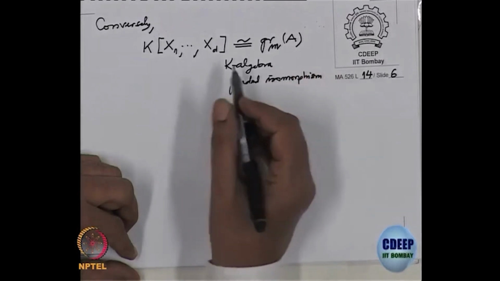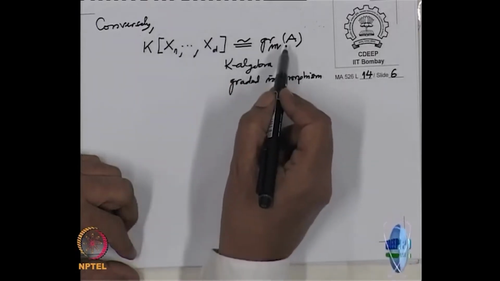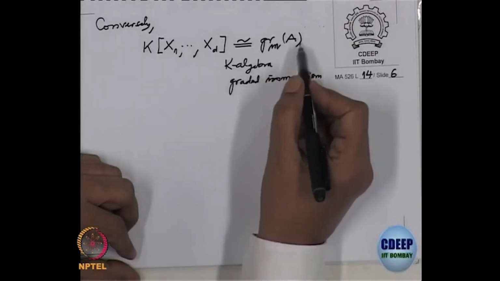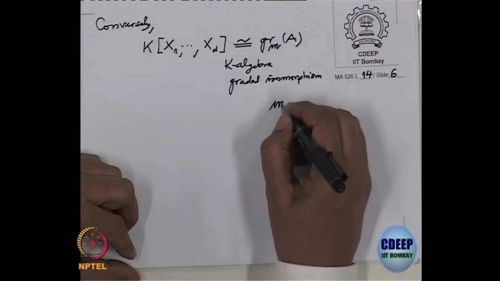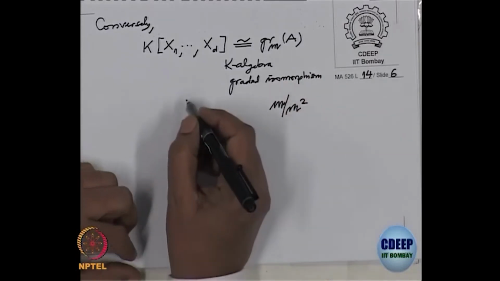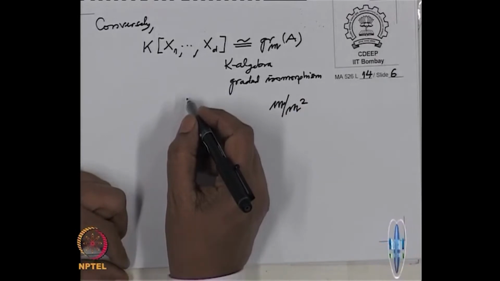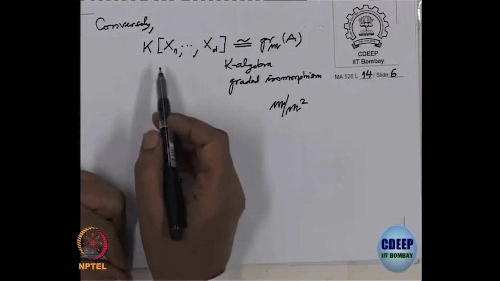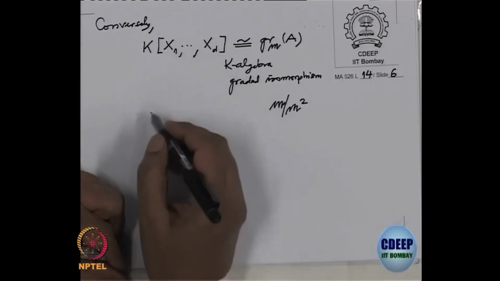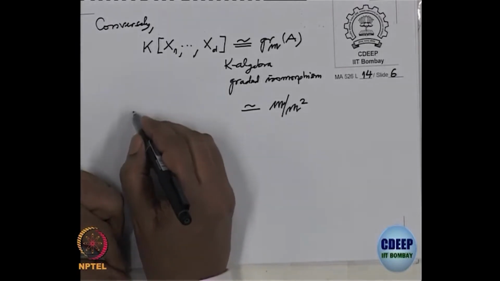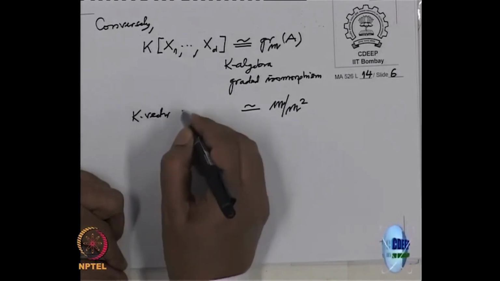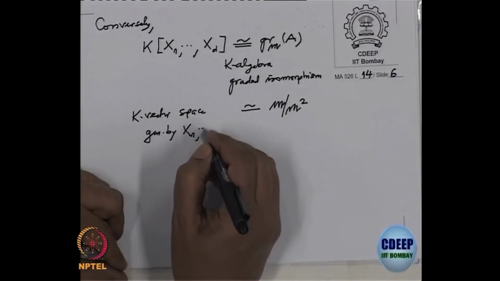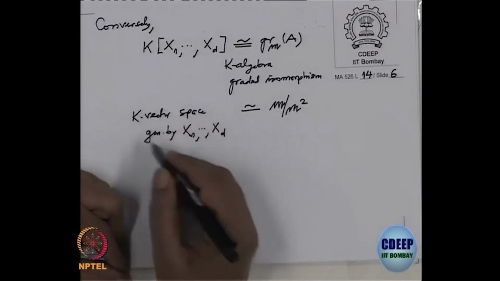Graded means homogeneous, that means homogeneous elements of some degree will go to precisely homogeneous elements of the same degree. So, in particular, the homogeneous component of degree 1, which is m by m square, is precisely the vector space generated by capital X1 to XD. This is isomorphic to the K vector space generated by these variables X1 to XD. So, obviously, this vector space has dimension D.